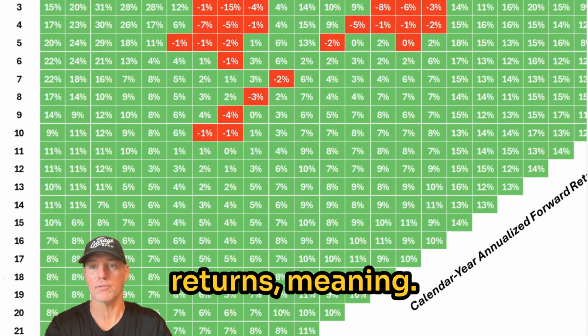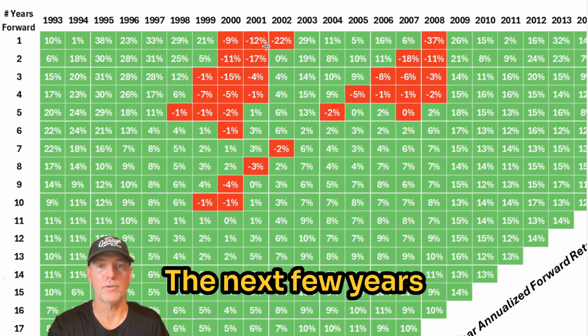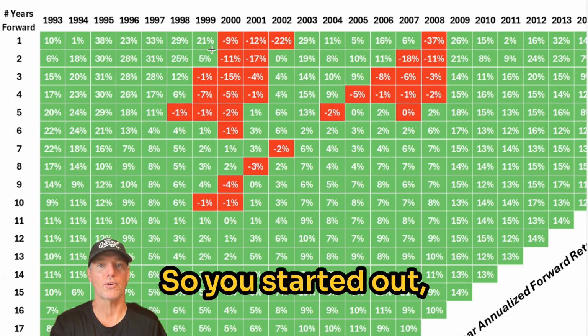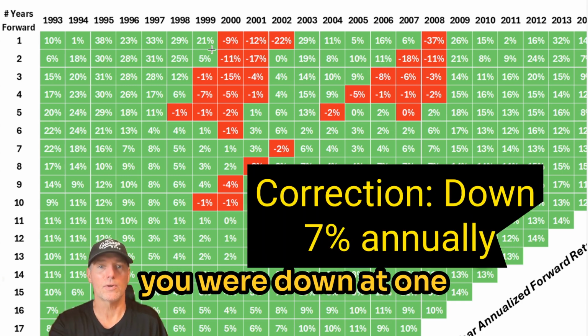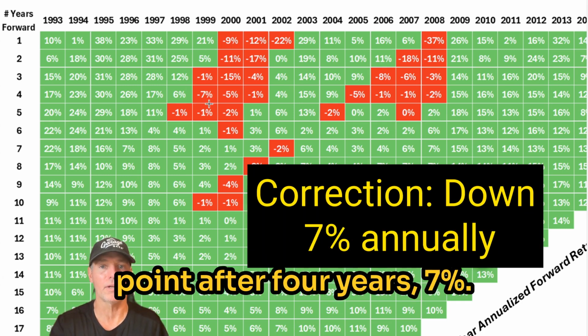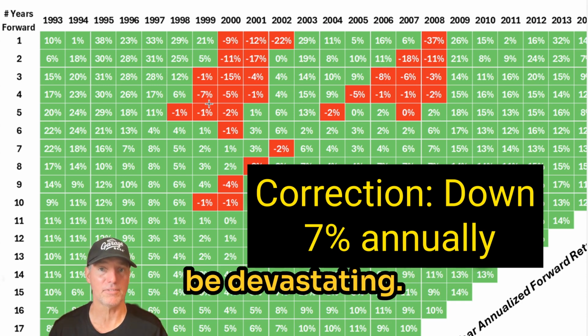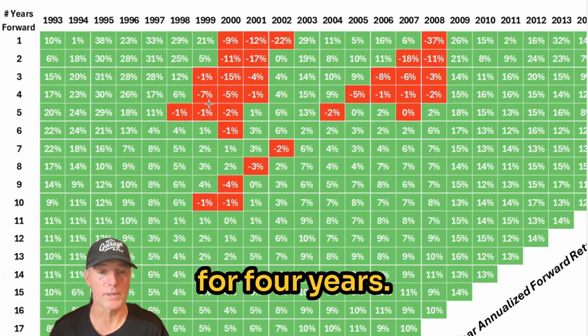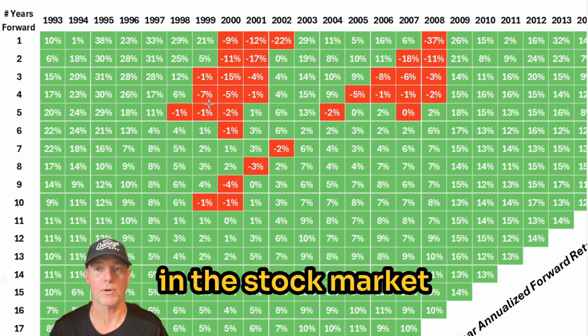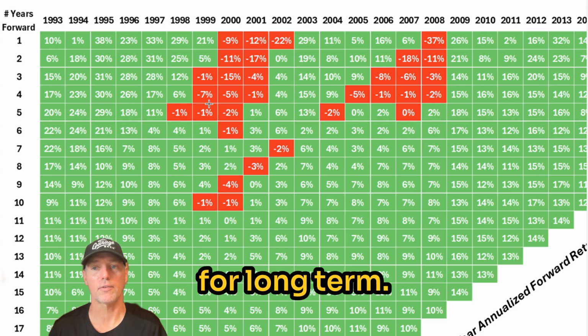So the sequence of returns, meaning the next few years were horrible years. So you started out, you invested, and you were down at one point after 4 years, 7%. And that can be devastating. You're not buying for 4 years. You're not investing in the stock market for 4 years. You're investing for the long term.